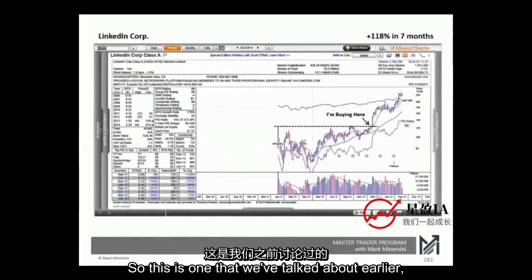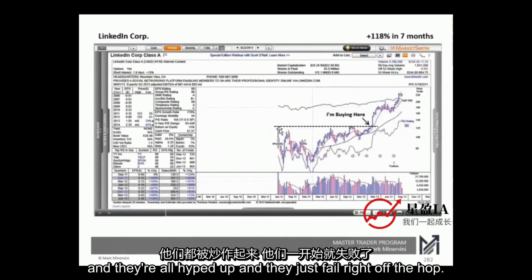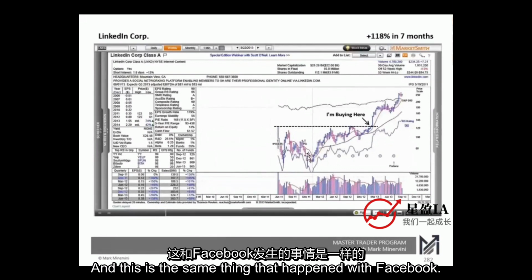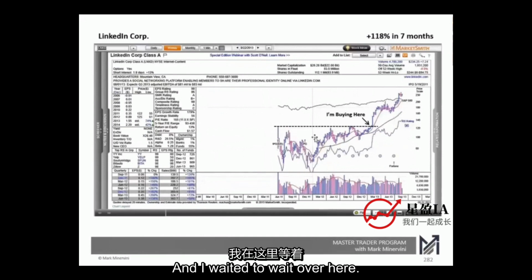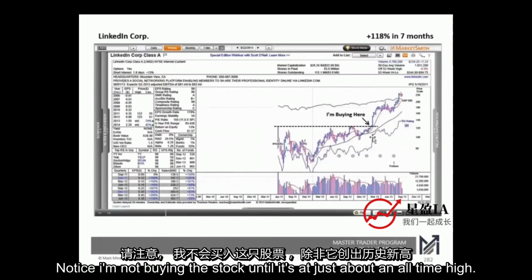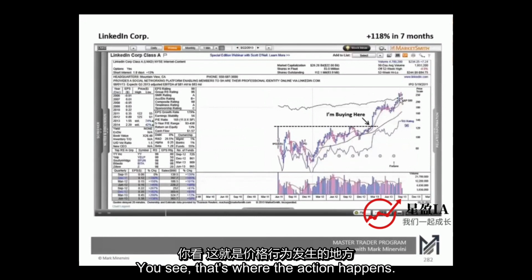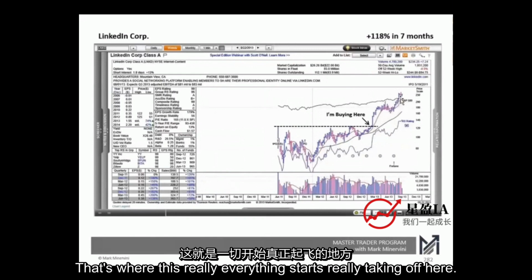LinkedIn. So this is one that, like we talked about earlier, and Dave was saying how sometimes they go IPO and they're all hyped up, and they just fail right off the hop. And this is the same thing that happened with Facebook. Yep. But you see, I waited till way over here. I wasn't buying this stock. Now, here's really something interesting. Notice how I'm not buying the stock until it's at just about an all-time high. And you see, that's where the action happens. That's where everything really starts taking off.